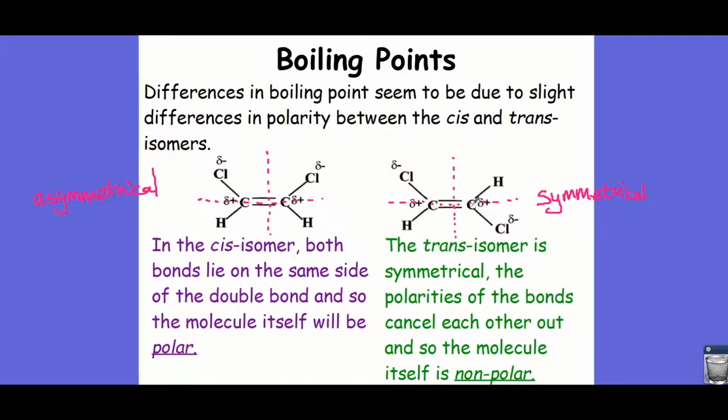We learned that in Higher. So overall, this molecule will be non-polar. So the consequence of that is that the forces holding those molecules together are weaker, meaning that your boiling point is lower.